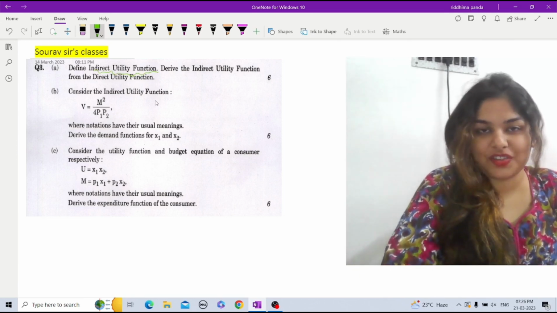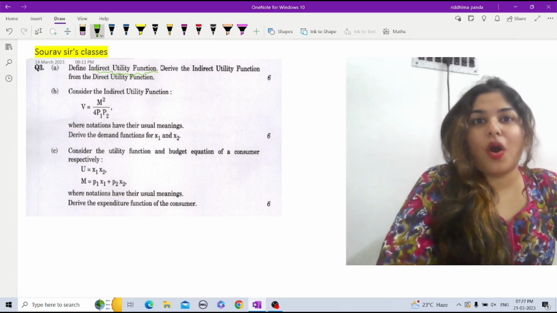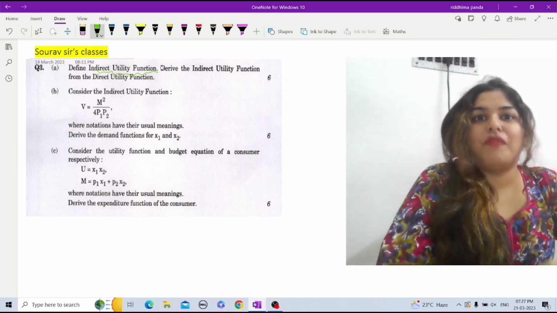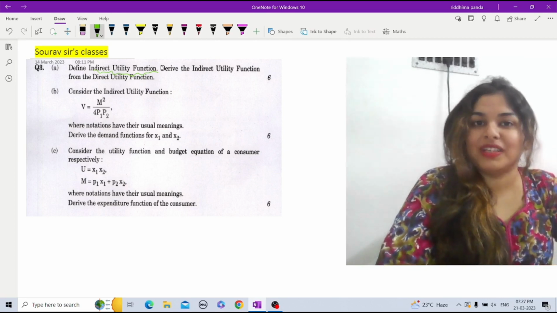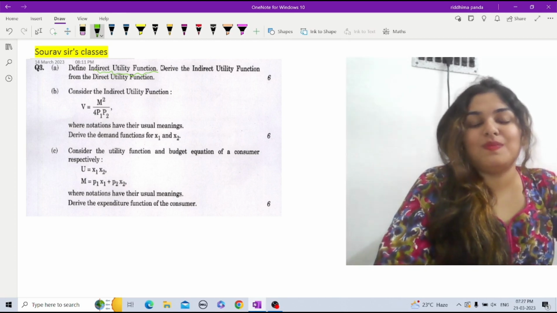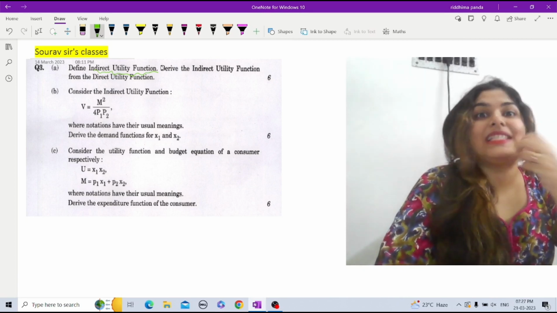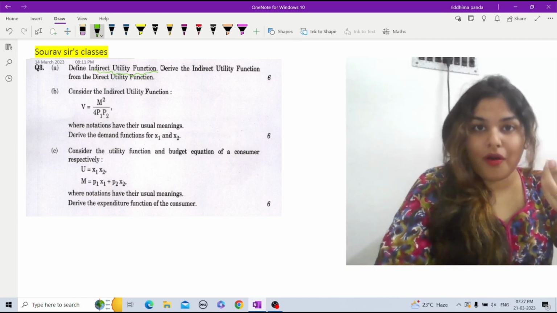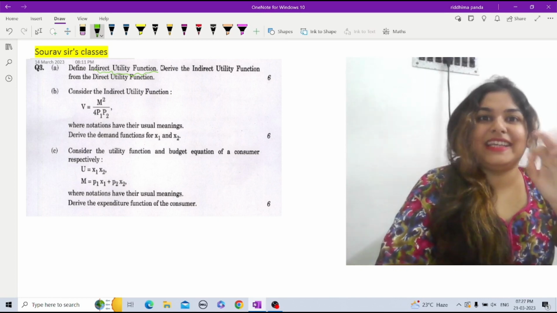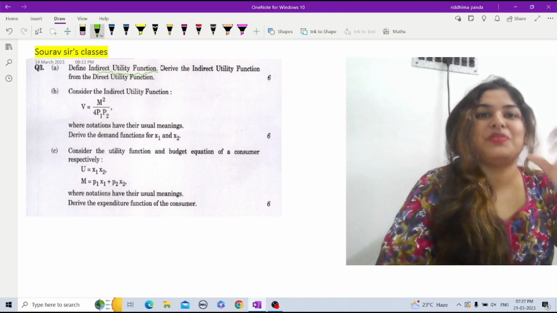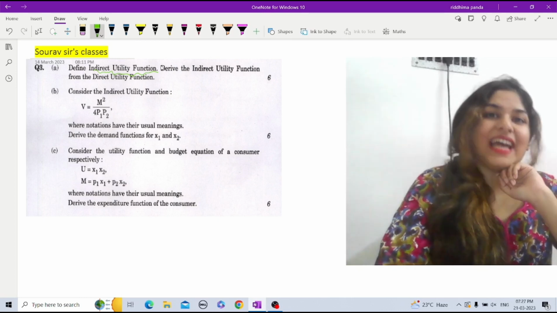So what is the indirect utility function? Basically, a utility function shows the combination of two commodities, that is, the demand of two commodities by a consumer which maximizes the utility of the consumer. Now, the indirect utility function: the consumption of X and Y is basically a function of price and income. So if, instead of writing the function in terms of X and Y, we write it in terms of price and income, then we get the indirect utility function.